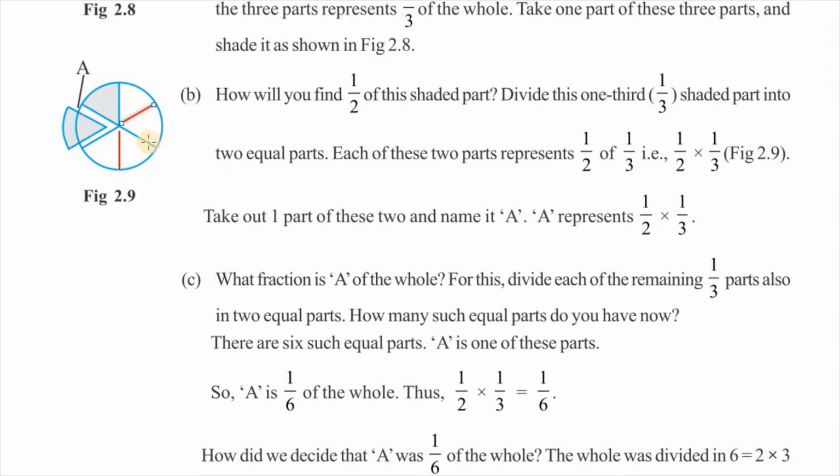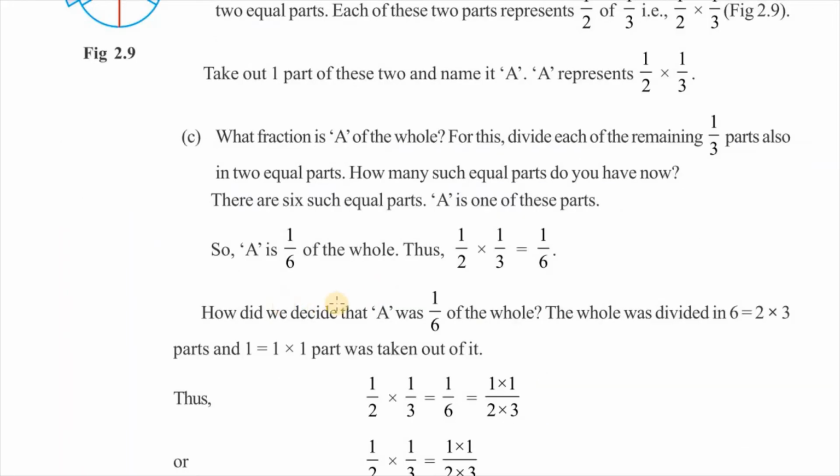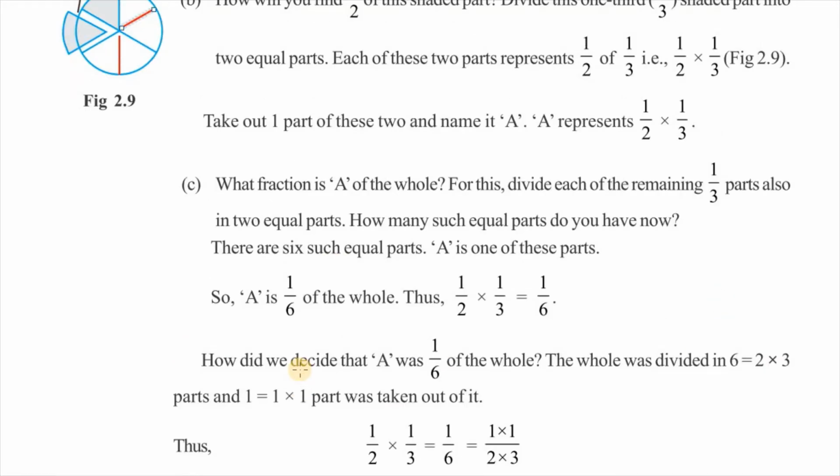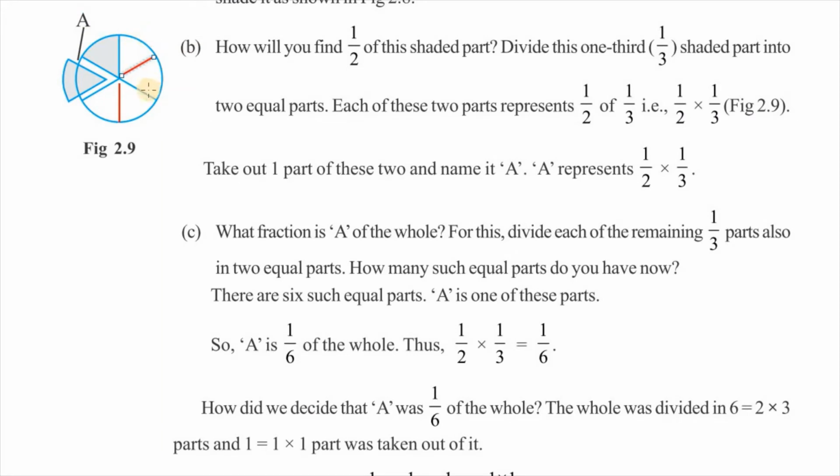Now, how many parts does this have in total? 6. And what does this represent? It represents 1 in the 6 parts. So, A is equal to 1 by 6, and thus half of 1 by 3 should be equal to 1 by 6. How did we decide that A was 1/6? The whole was divided into 6 and one part was taken. So you can tell easily that A is 1 by 6 because we have divided the whole into 6 parts and we have taken 1.